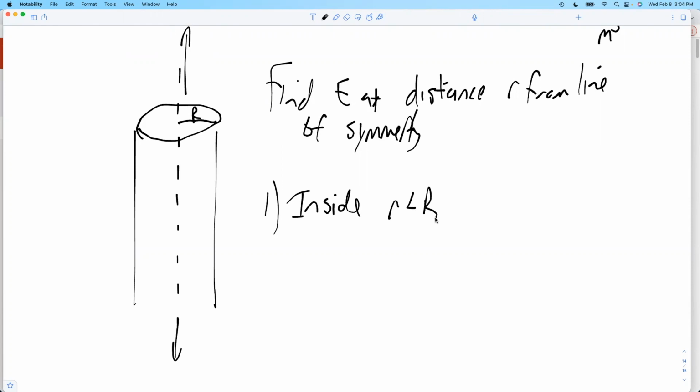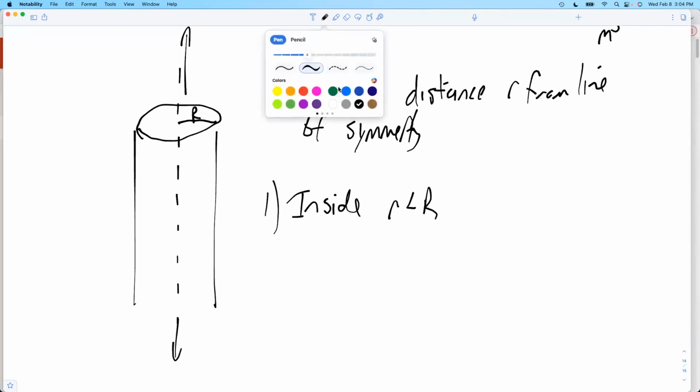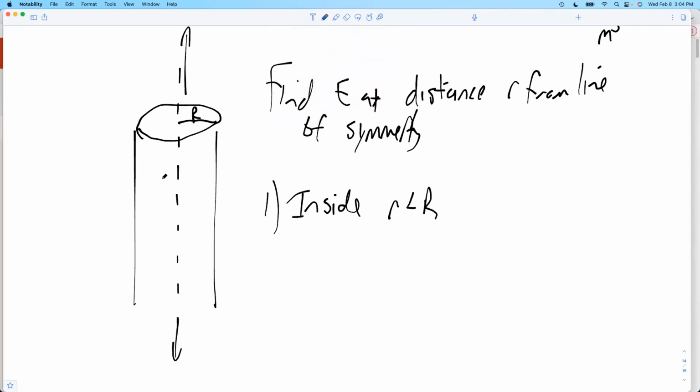So we have to draw a Gaussian surface that's going to exploit the symmetry of our physical situation. It needs to have the same kind of symmetry. If it doesn't, Gauss's law isn't going to do us any good. So the symmetry we have is a cylinder. Let's use a cylinder of radius little r and length L.